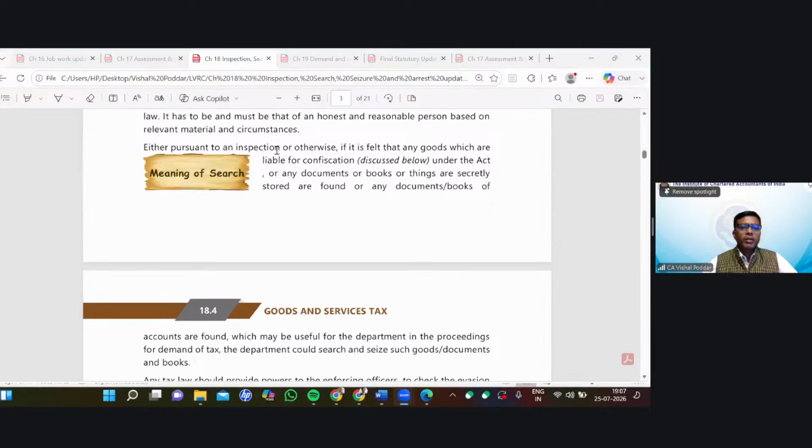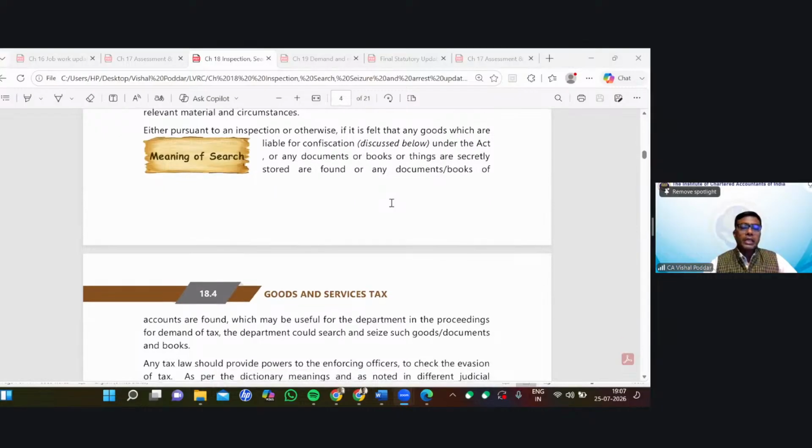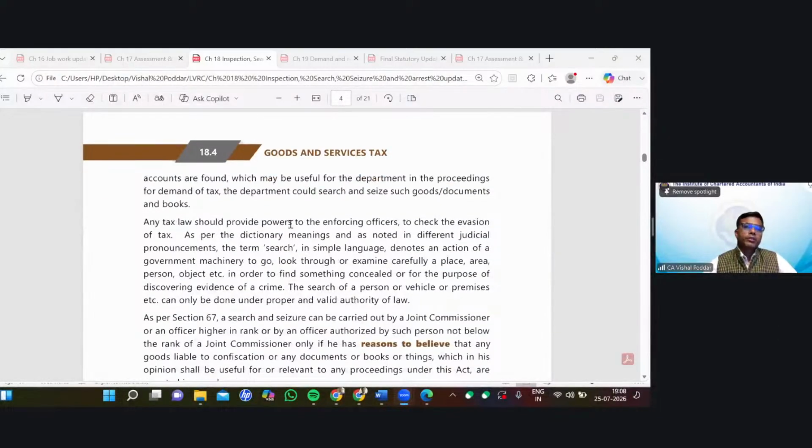Now, besides inspection, you have another concept which is search. Either pursuant to inspection or otherwise, if it is felt that any goods which are liable for confiscation under the Act, or documents or books or things are secreted, in that case the department may proceed to do the search. So see, in inspection, I am coming to check. In search, I am coming to check wherever I have doubts that you are trying to hide the goods, hide the documents. In such cases, they will be carrying out a more severe action, which is search. So inspection is one action. Obviously, that is also serious, but search is a more severe action, which we also call a raid.